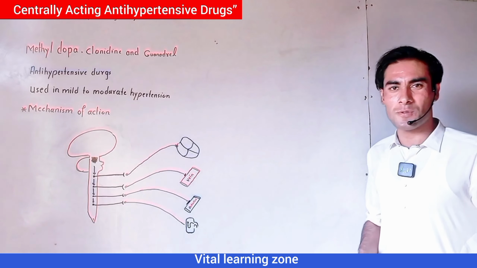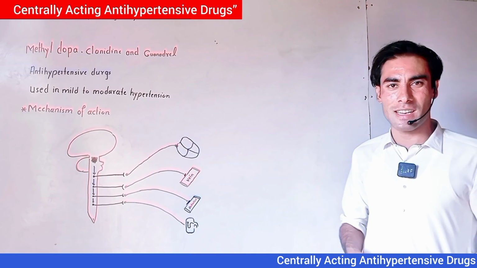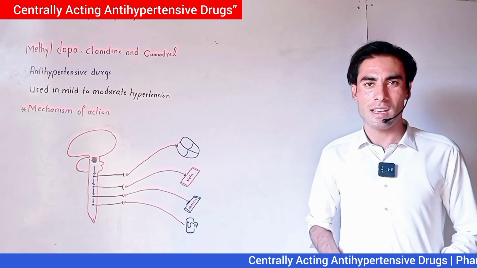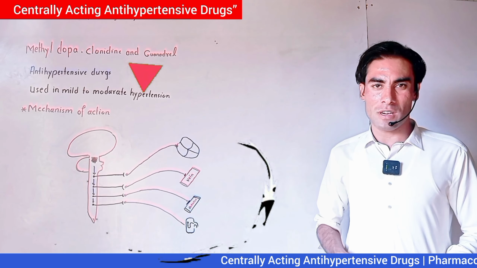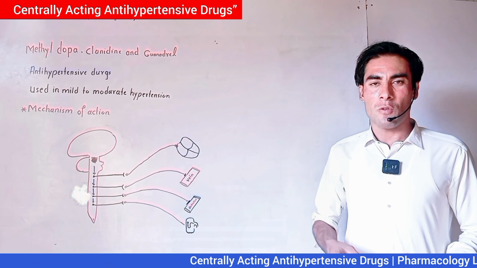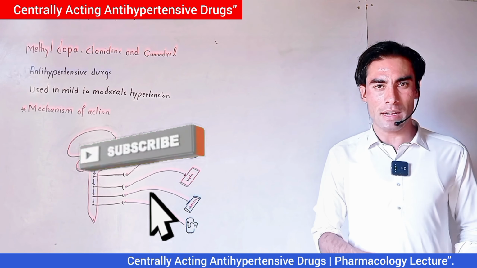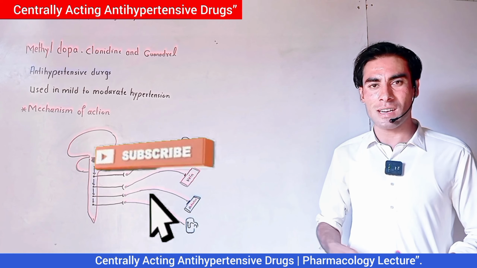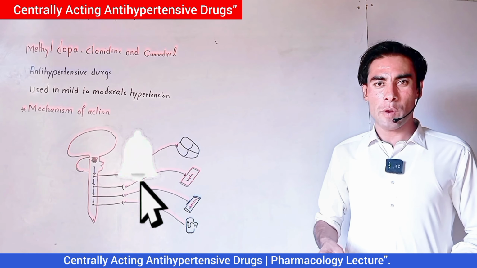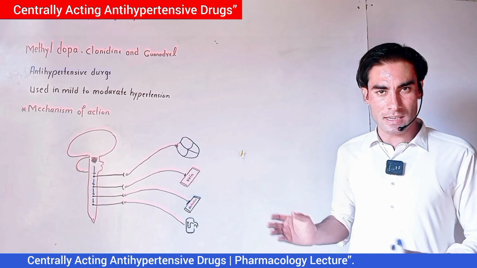Hello everyone. So today we are going to talk about centrally acting antihypertensive drugs, that is methyldopa, clonidine and guanadrel. What is their mechanism of action? What is their importance and what is their side effect? And how do these drugs alter the activities? We will discuss everything in this lecture.